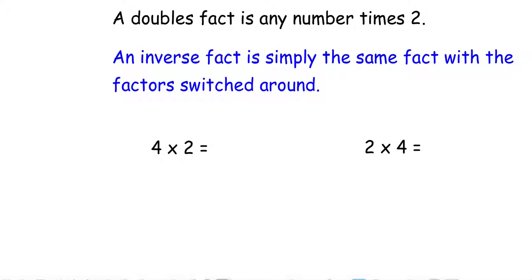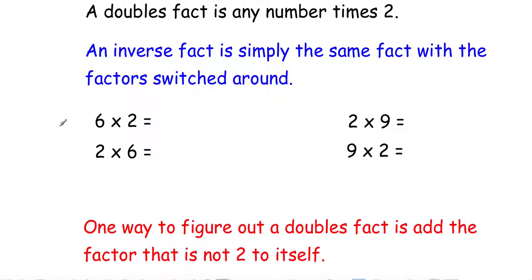So how do we figure these out? Well, one way to figure out a doubles fact is to add the factor that is not 2 to itself. In this one, this is not 2, is it? And since that's not 2, what I could do is just take 6 plus 6, and I know from my math facts for addition that 6 plus 6 is 12. So 6 times 2 happens to be 12.